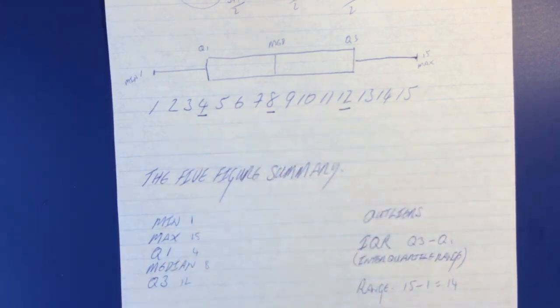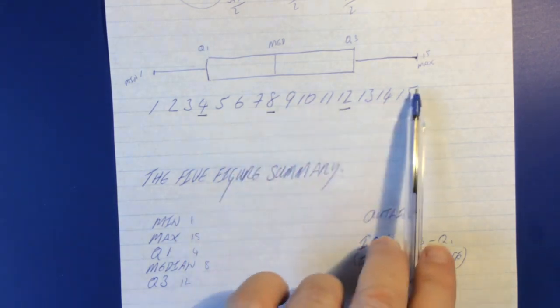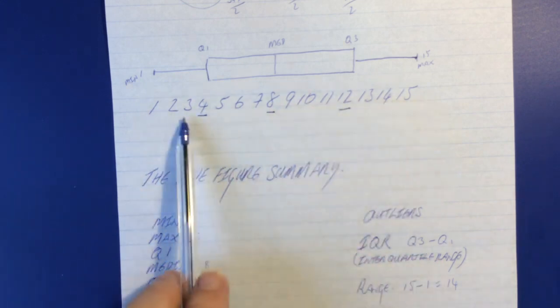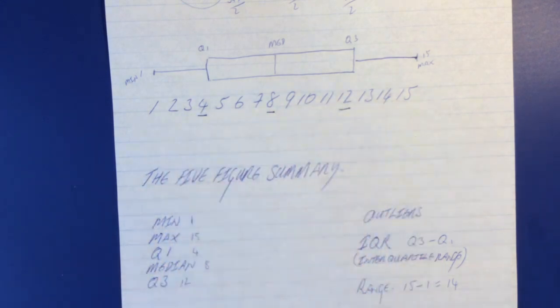Okay, I think that's enough on box plots for one video. We are going to look at interquartile range and outliers in another video, and we'll look at how these things change when the numbers in here change as well. But that's for a separate video.